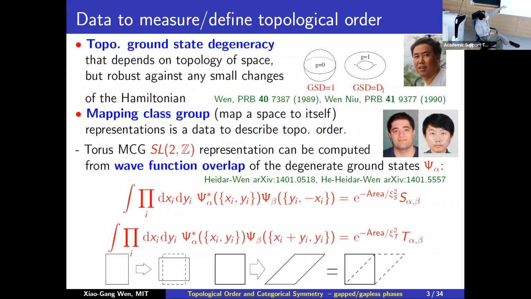So XY are the coordinates labeling the torus. This XY to Y minus X is one mapping from the torus to itself. And this XY to X plus Y, Y is another mapping from the torus to itself. And the modular transformation is describing this kind of transformation. The mapping of the torus to itself is a modular transformation. It happens that the group is SL2Z. Yeah, the generator group is SL2Z.